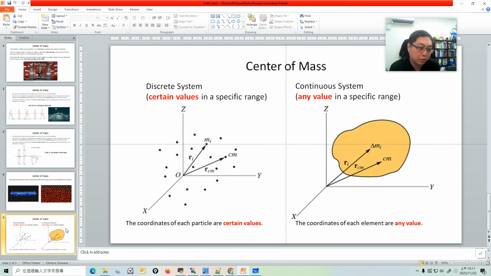In the discrete system, as in our exam for this center of mass calculation, the coordinate of each particle is a certain value in a specific range. That's a discrete system. But for the continuous system, your coordinate could be any value in a specific range. And actually there is a connection between the discrete system and the continuous system. Eventually you will understand.